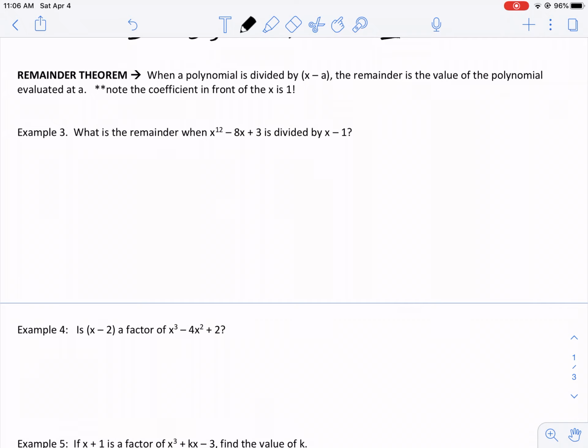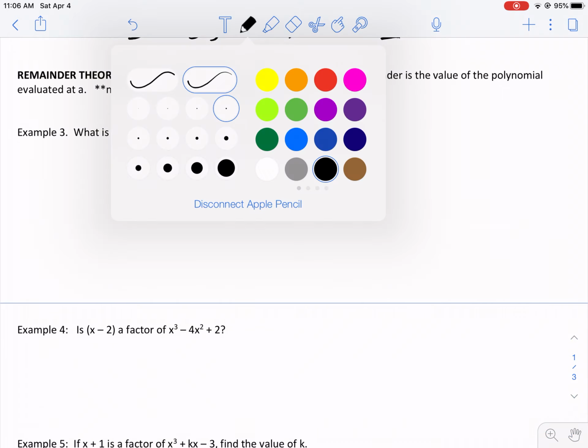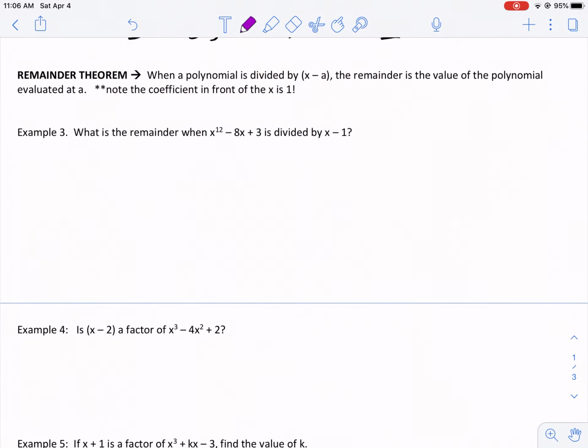If you get a 0, it's a root, and if you don't get a 0, then you would have gotten a remainder, and it's not a root at all. Okay, so that's what the remainder theorem says. When a polynomial is divided by x minus a, the remainder is the value of the polynomial evaluated at positive a. Because it's in the parentheses with x, it appears as if the sign changes.